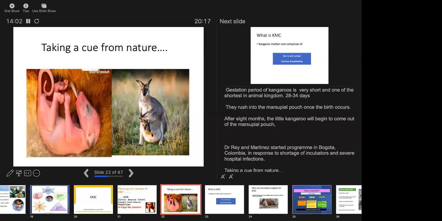Inside the pouch, there is a warm environment, and the baby kangaroo feeds inside this pouch. It grows inside the pouch, and once it grows big enough, it comes out of the pouch now and then, and again goes inside the pouch to feed. So this was a cue from nature, which was taken by Dr. Edgar Rey, and it was started for all the preterm babies and low birth weight babies.